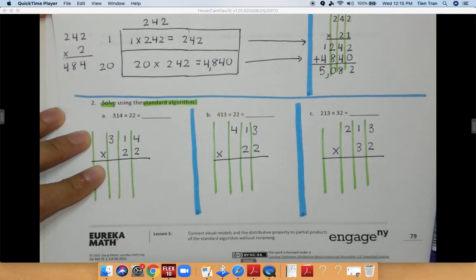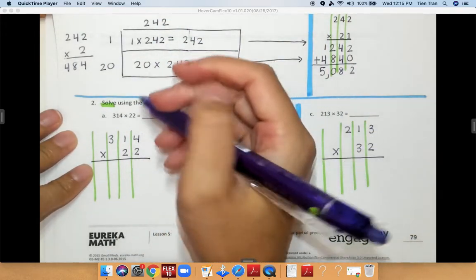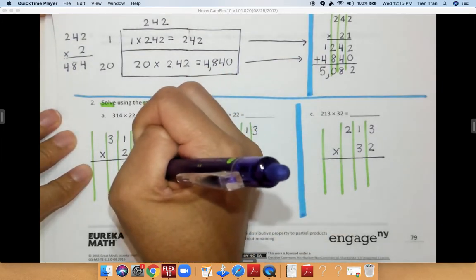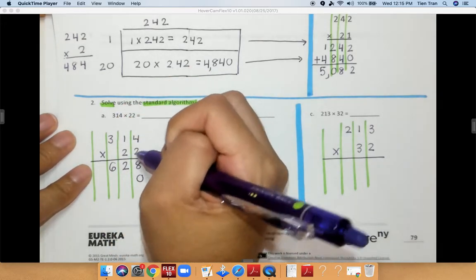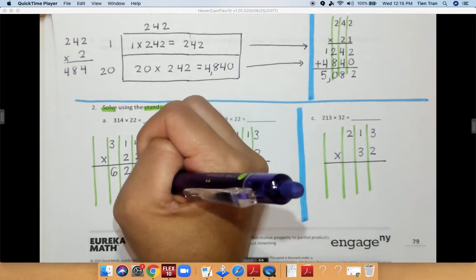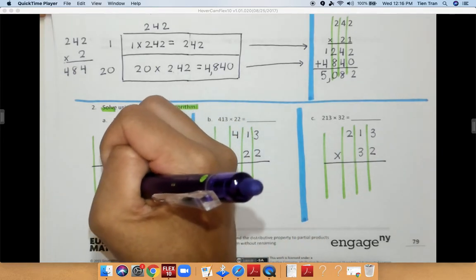This time I do not need to draw an area model. So I will not be drawing the area model. So right here we're multiplying. 2 times 4 is equal to 8. 2 times 1 is equal to 2. 2 times 3 is equal to 6. Bring down my 0 because now I'm multiplying in my tens place. 2 times 4 is equal to 8. 2 times 1 is equal to 2. And 2 times 3 is equal to 6.